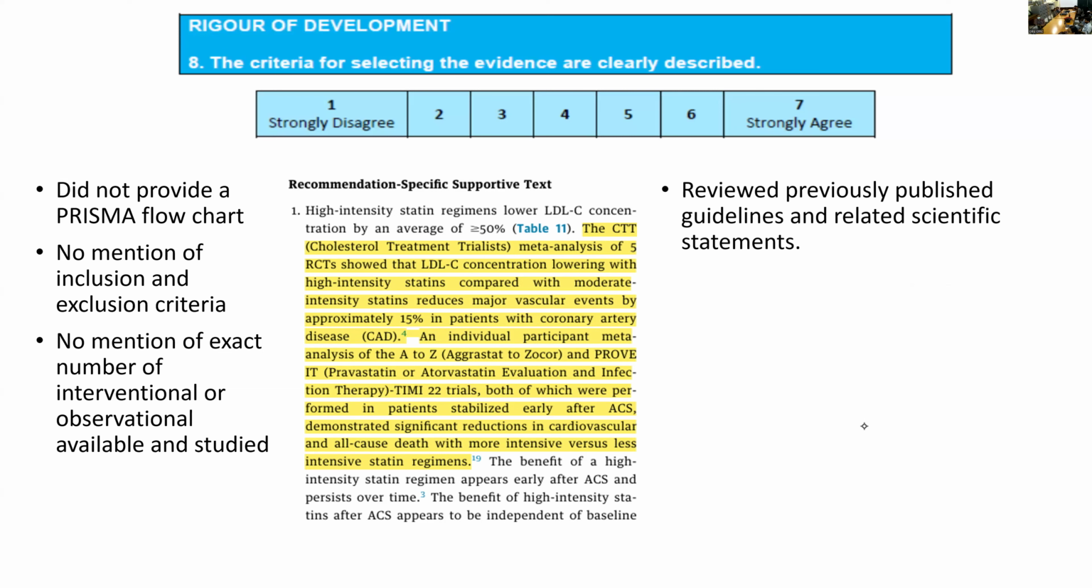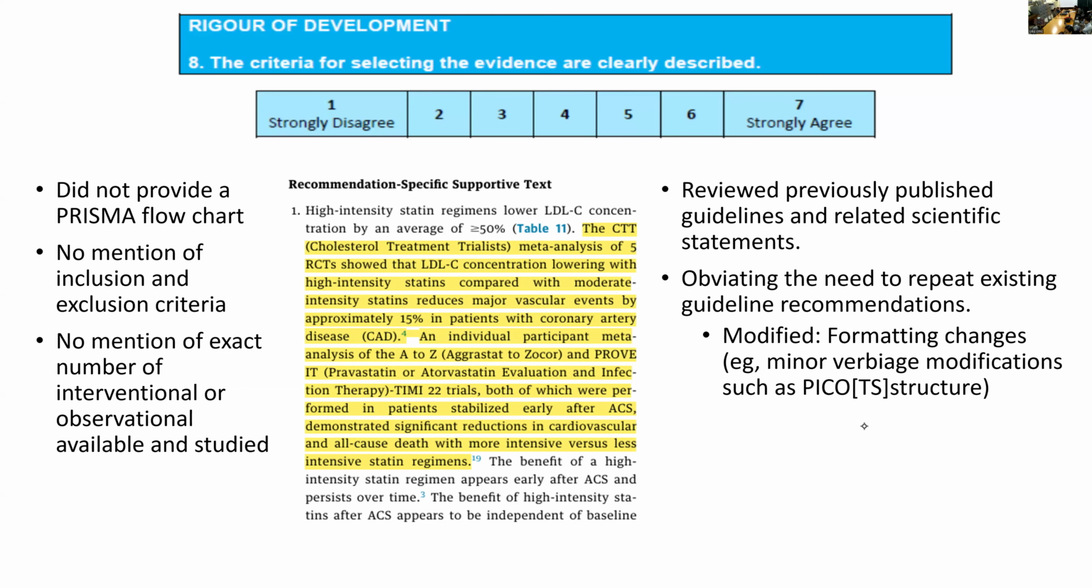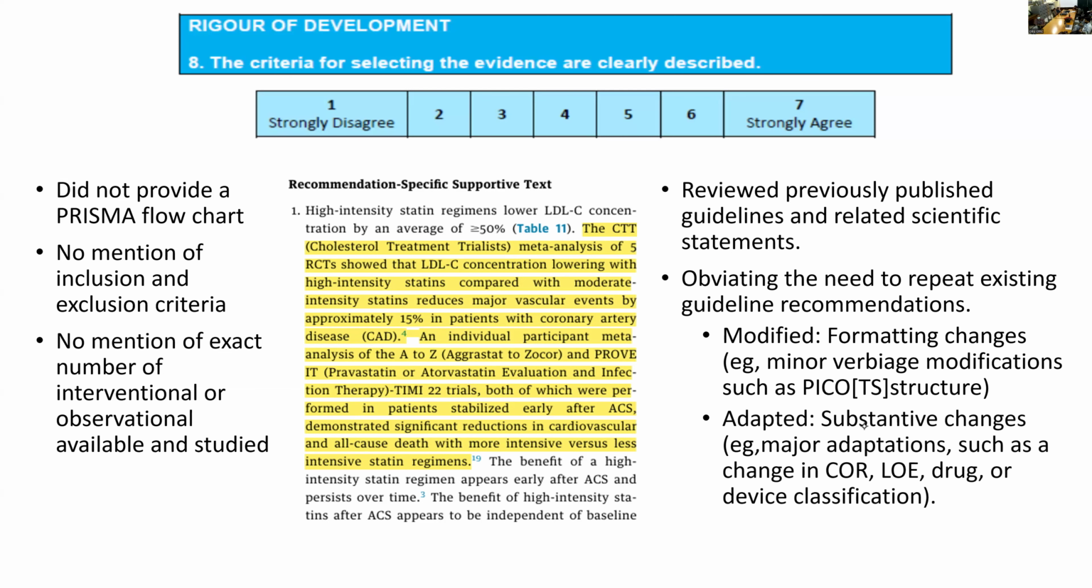they had reviewed previously published guidelines and related scientific statements. They didn't want to repeat. So in case they were incorporating older ones, they had it as one of 2 types: modified, which is formatting changes and minor changes in the paper, or adapted, which is substantive changes, major adaptations such as a change in class of recommendation, level of evidence, or drug or device classification. Although there are some red flags, I had given them a 3 because the only good thing is that they had given us the hyperlinks to all the papers that they were talking about. But we don't know if this is all the evidence that there is, or there is more to it.